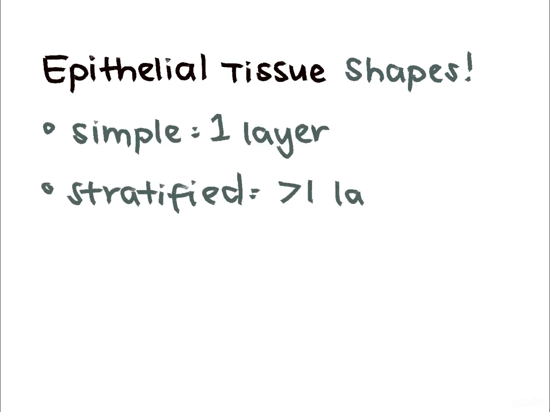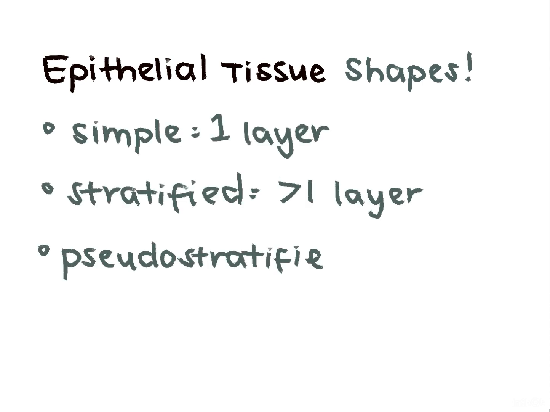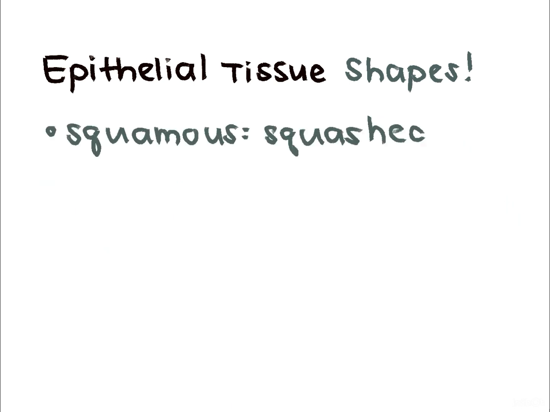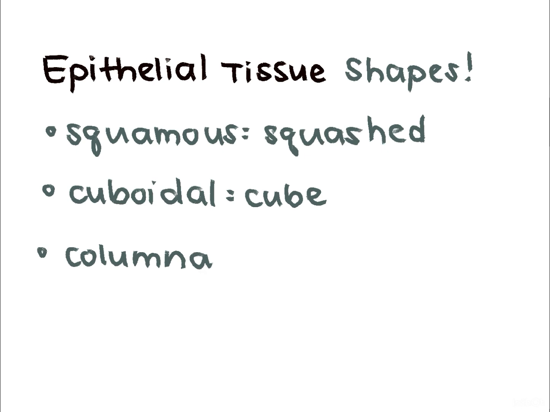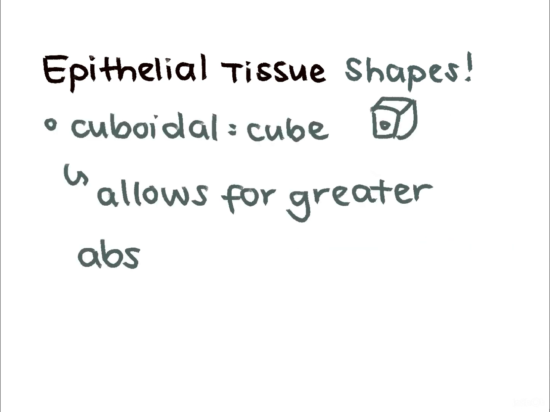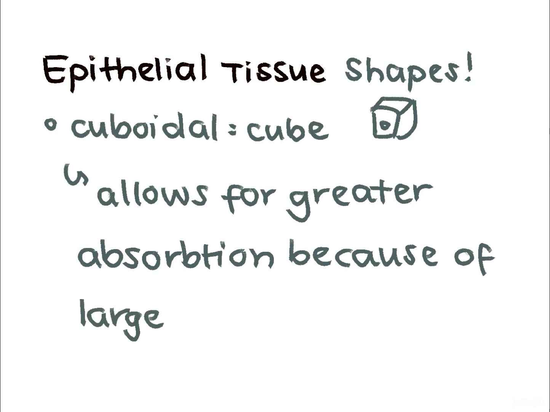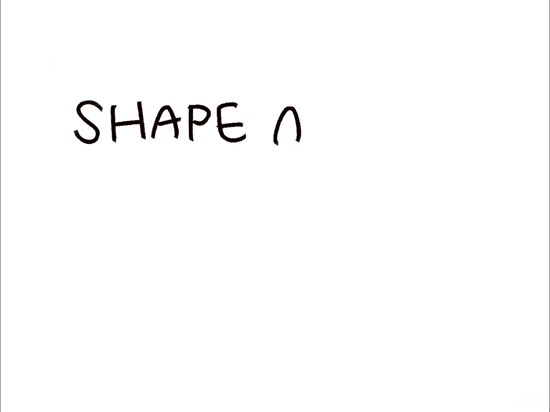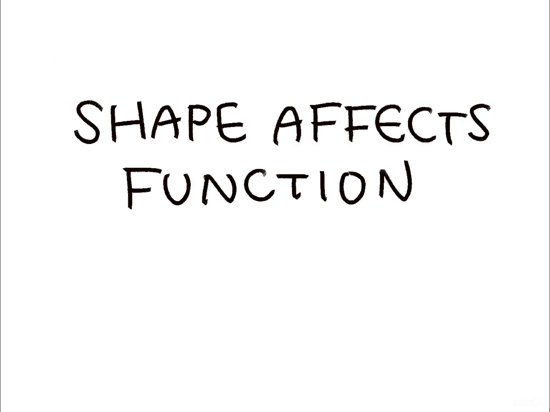So simple means it's one layered, stratified is more than one layer, while pseudostratified is a mix of simple and stratified. It also can be squamous, which means it's squashed, cuboidal, which is a cube shape, and columnar, which is a column shape. Cuboidal allows for greater absorption because of its larger surface area. Therefore, we can confirm that shape affects function.